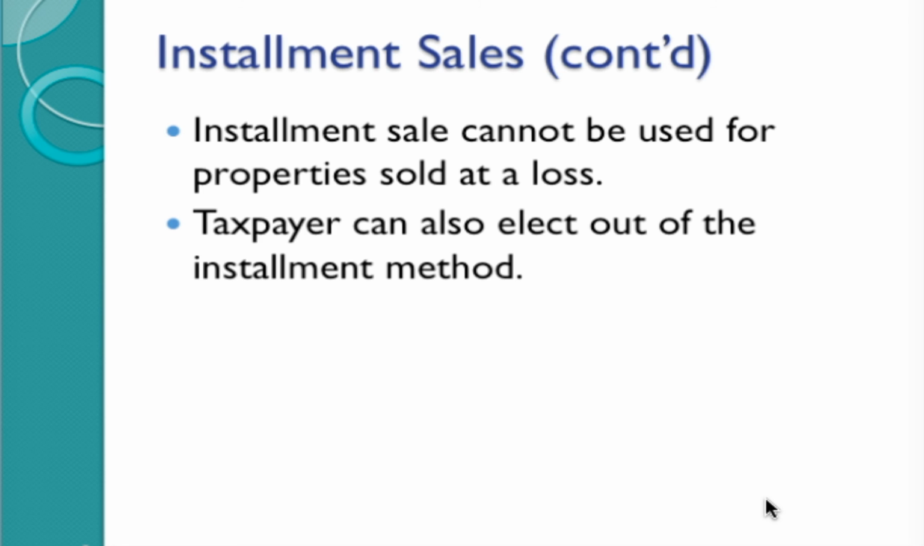These are a couple important bullet points here. Installment sale cannot be used for properties that are sold at a loss. And a taxpayer, like I said, can elect out of the installment method. So situations where you may want to elect out of the installment method would be when you would want to recognize a gain in the current year rather than spread it out over future years.